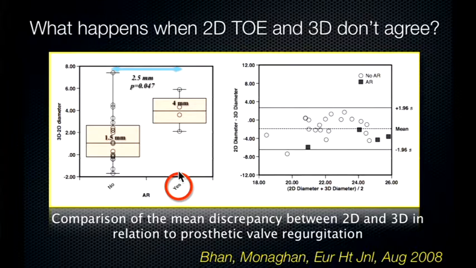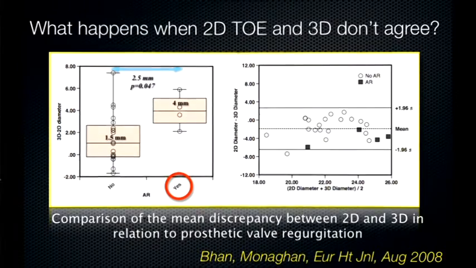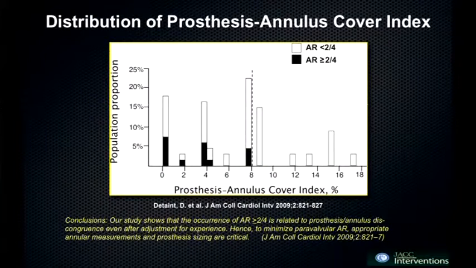And of course, this can be very, very important because valve size has a direct influence over the presence of paravalvular aortic regurgitation, which we know for other reasons is important. And that's really highlighted in this publication, which you can see here, where the authors absolutely emphasize the fact that the presence of significant aortic regurgitation is related to prosthesis-annulus incongruence, and therefore to minimize paravalvular AR, appropriate annular measurements and prosthesis sizing are absolutely critical. And that's why we've given it such emphasis in this DVD.